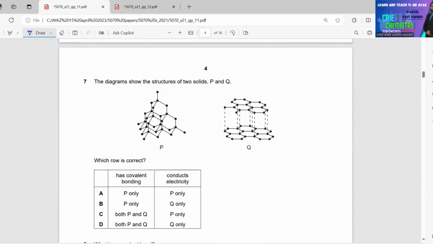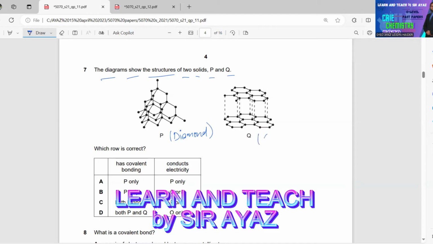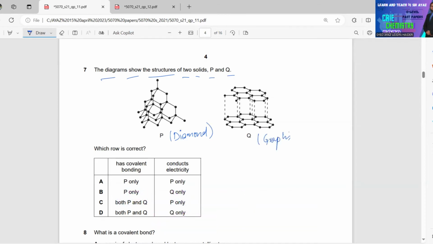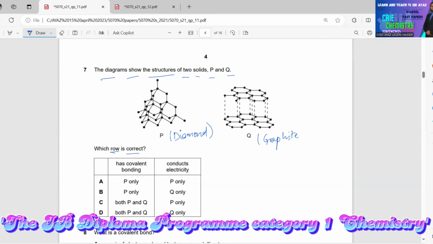Moving to next question. Number 7. The diagrams show the structures of two solids P and Q. P must be diamond. The structure resembles diamond. But what is Q? It must be graphite. So layered structure must be of graphite. Which row is correct? We have A, B, C, D. We have one column for has covalent bonding, and the other column, they are saying conducts electricity.